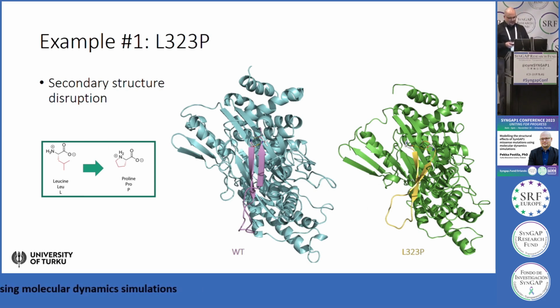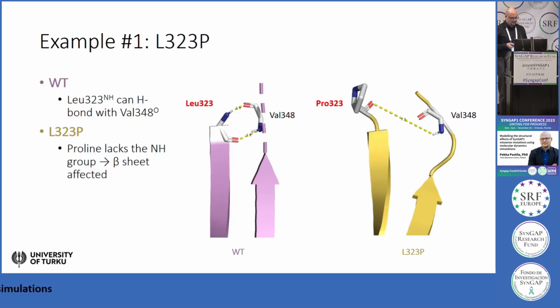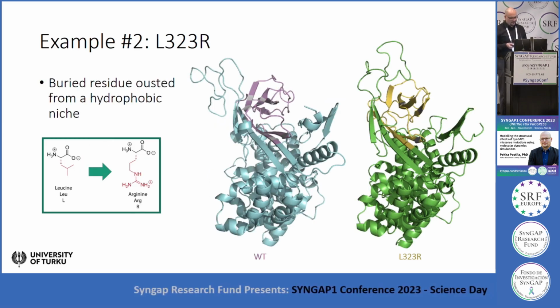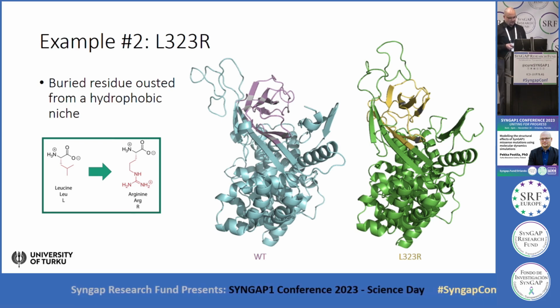So firstly, we started our work with these 3 variants. I'm going to talk a little bit about these, so you can see the effects in the simulations. The first example is this leucine 323 proline variant. In this case, it has an effect on the secondary structure, so it kind of disrupts it. In the wild-type structure, we have leucine there, and leucine has a backbone amino group which is able to participate in the strand formation, beta strand formation there. And when it's exchanged for proline, it doesn't have that group in the amino acid, and it has a clear effect on the protein structure.